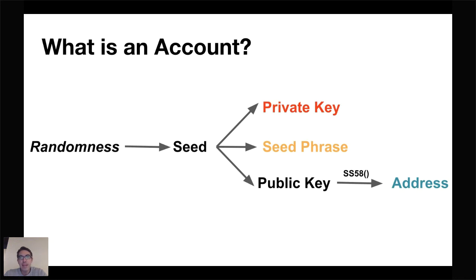The public key is taken and, for Polkadot and Kusama, converted into an address. This address is in a format called SS58, and we'll discuss what exactly that is. But if we think about it as just a wrapper around a public key, that wouldn't be too far off from the mark.